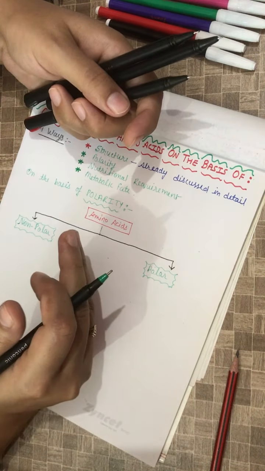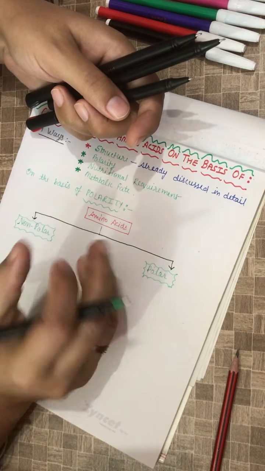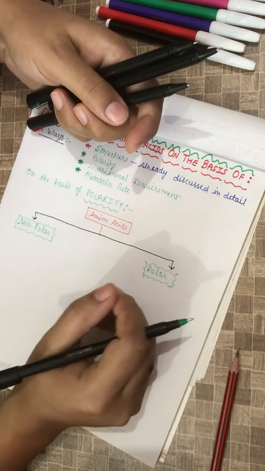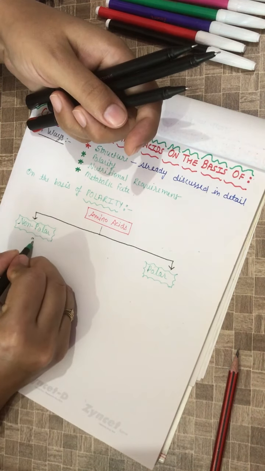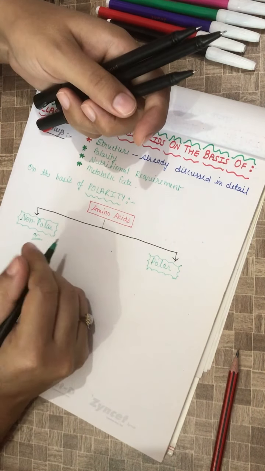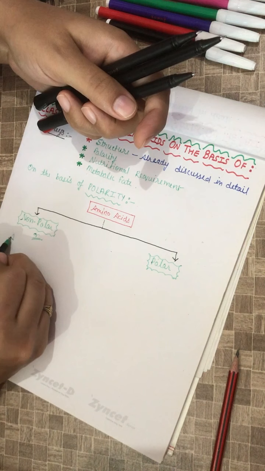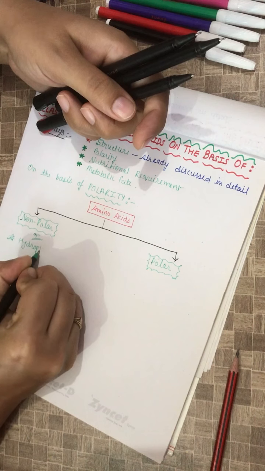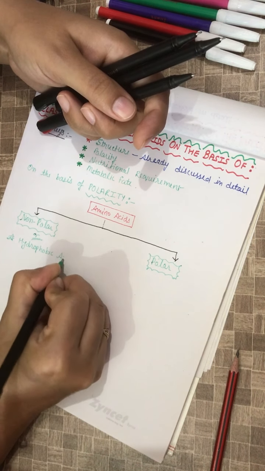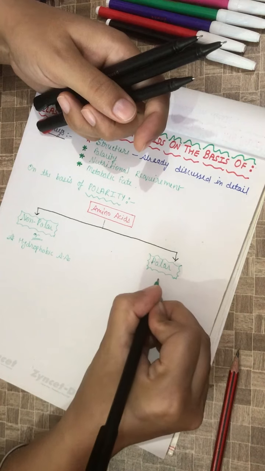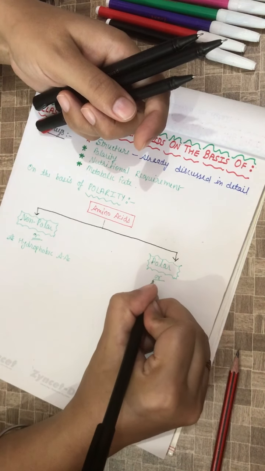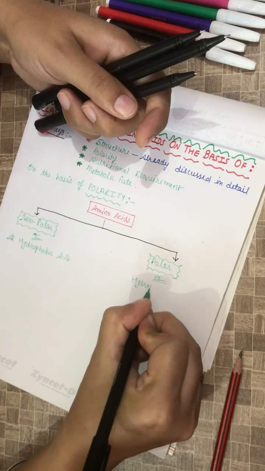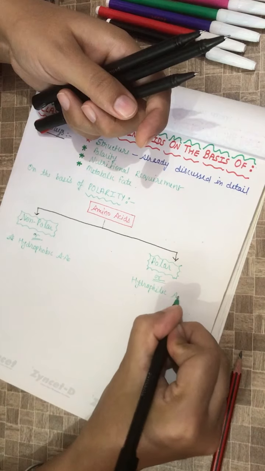As is clear from the name, nonpolar amino acids are not going to react with water and polar amino acids are going to react with water. So we can also call them hydrophobic amino acids, and polar amino acids are the hydrophilic amino acids.